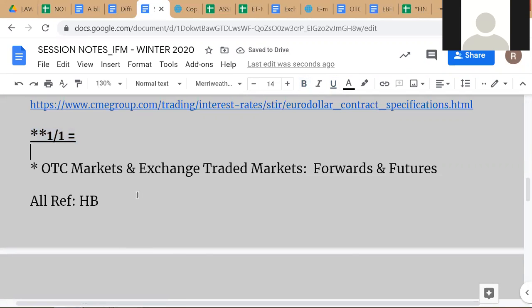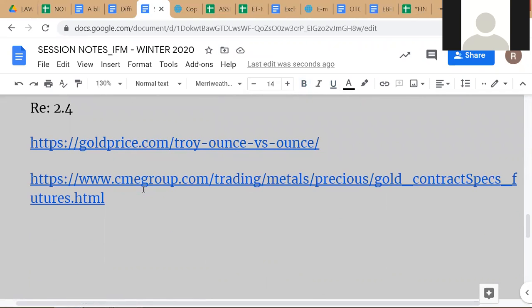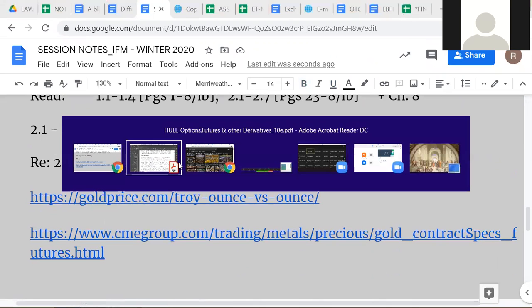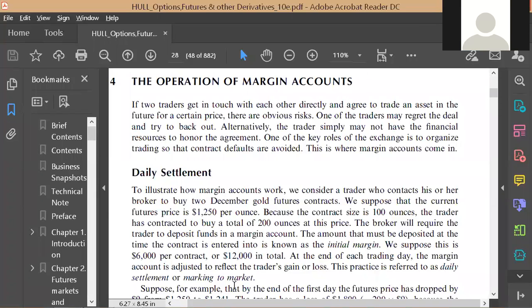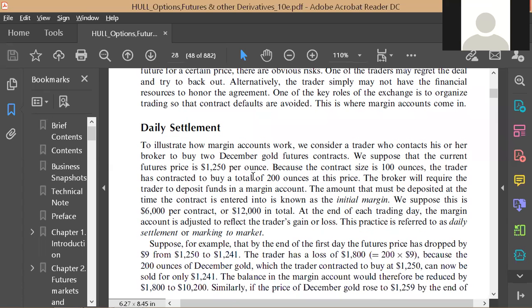All right, okay. So I want to just talk about a couple of things here before we go on. That is, what was I saying? Daily settlement. Okay, now you see that in 2.4, this is 2.4 in Hull, operation of margin account. So there are some statements here that I want to talk about a little bit.